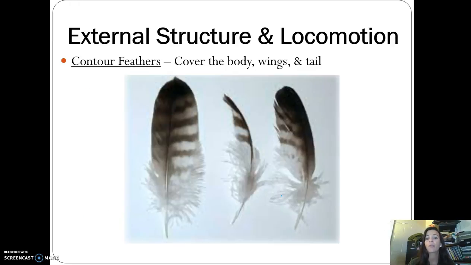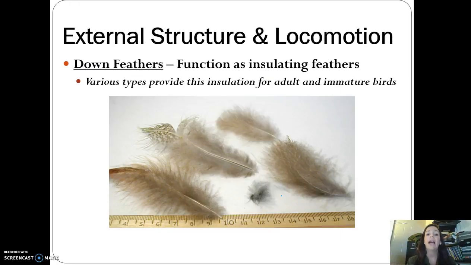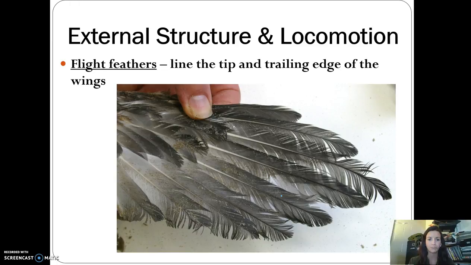Contour feathers cover the body, wings, and tail. These feathers are the most numerous in the bird, and I'm sure you've seen feathers like this before, even arts and craft feathers look like this. Down feathers are the insulating feathers, and these are underneath the contour feathers. This helps insulation, especially for baby birds, which have a lot of down feathers. They don't have those contour feathers yet, so it definitely helps keep them warm.